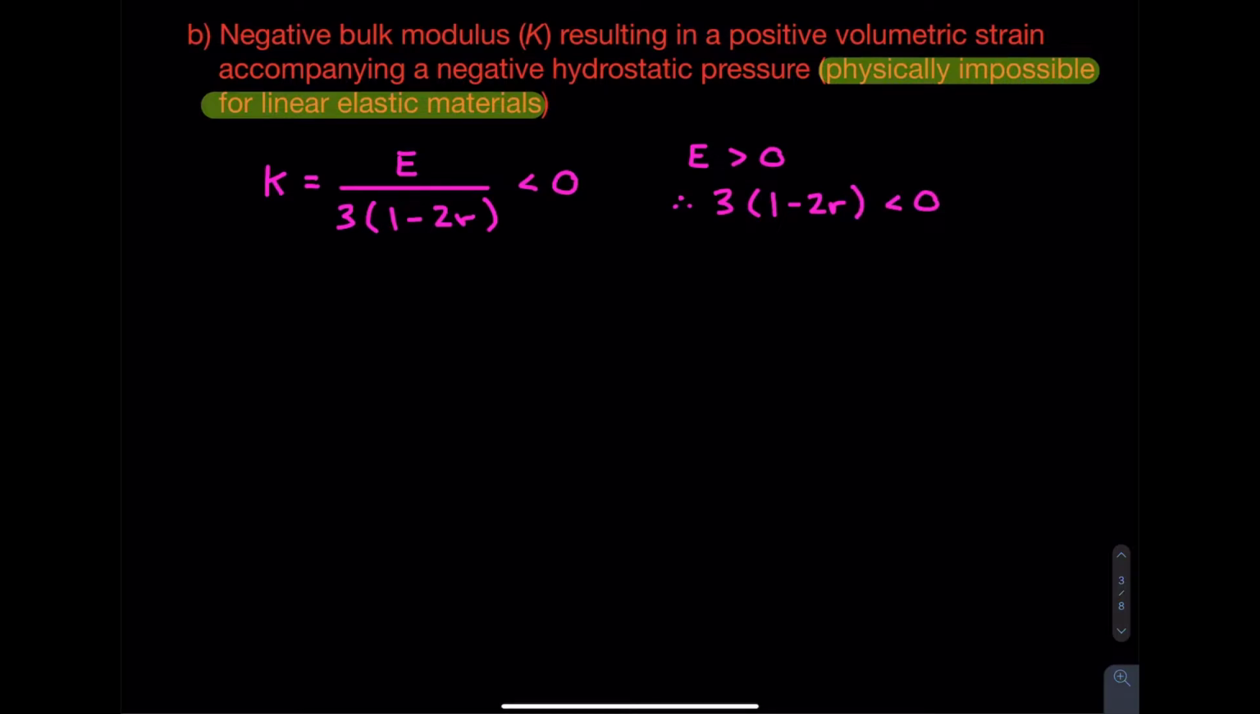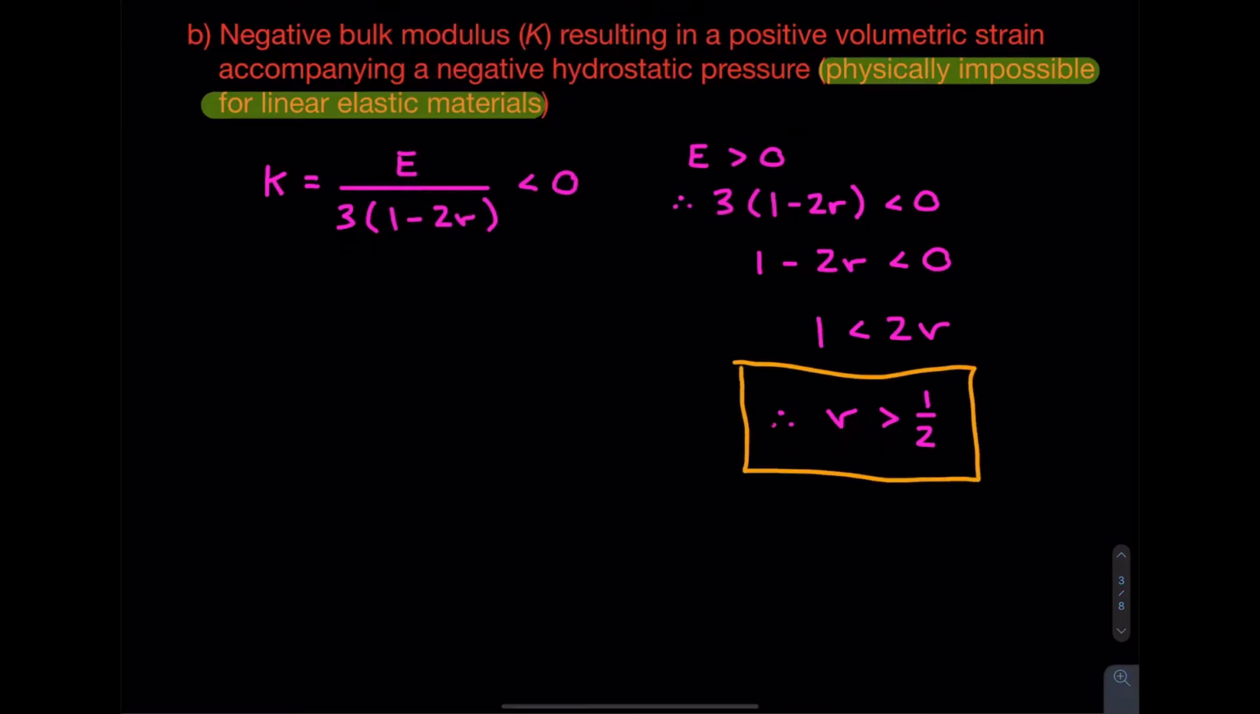Well, again, just like before, if I move 3 to the other side, it's just going to be 3 times 0, which is 0. So I get 1 minus 2 times V is less than 0. Therefore, 1 has to be less than 2 times V, and therefore V has to be greater than 1/2 for this to hold true. And this is why we have the statement that V has to be less than 1/2, because if it's greater than 1/2, that means that we have a negative bulk modulus. So that's the two cases for the bulk modulus.